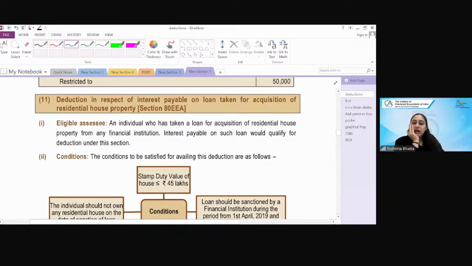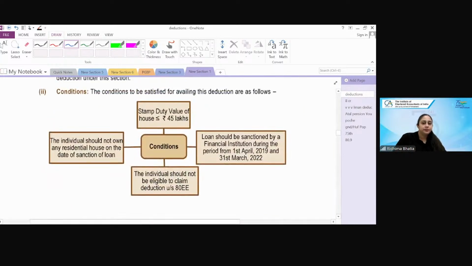So 80EA now is a deduction in respect of interest payable on the loan taken for the acquisition of residential house property. So 80EE is also for residential house property and 80EA is also for residential house property. But what are the conditions here? The first benefit I will talk about: the maximum interest here per year is 1,50,000 per annum. So either the interest amount or 1,50,000 per annum you're getting.